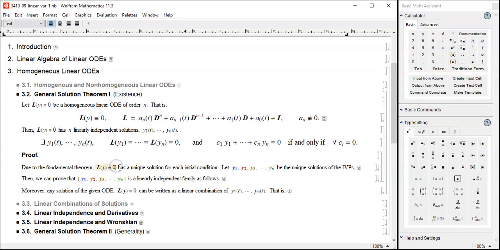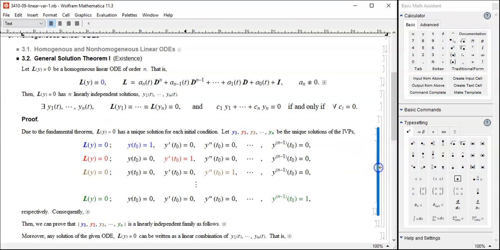This equation, L of y equal to 0, has a unique solution for a given initial condition. So what if I give you n different initial conditions? Then I'm going to get n unique solutions. For each initial condition, we have one unique solution. So you're going to get n solutions, y1 through yn. The big question here is how cleverly I'm going to set those initial conditions. Ready? Here we go. These are the initial conditions.